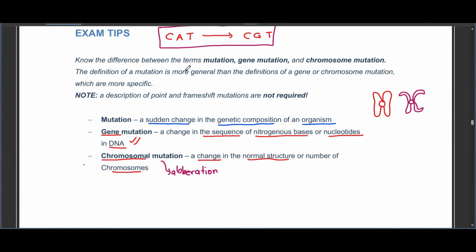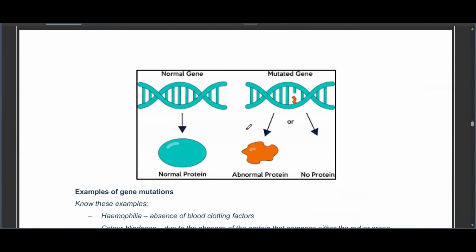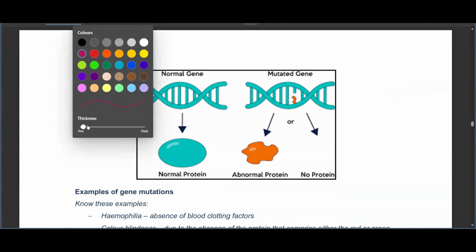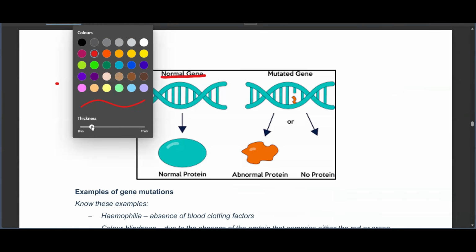Okay? So now, we need to just look at an example. For example, this is a normal gene. So this is a normal gene that we're having here. This normal gene is supposed to produce some protein. This is a normal gene and it is supposed to produce a normal protein. So we have a protein here that is being produced.